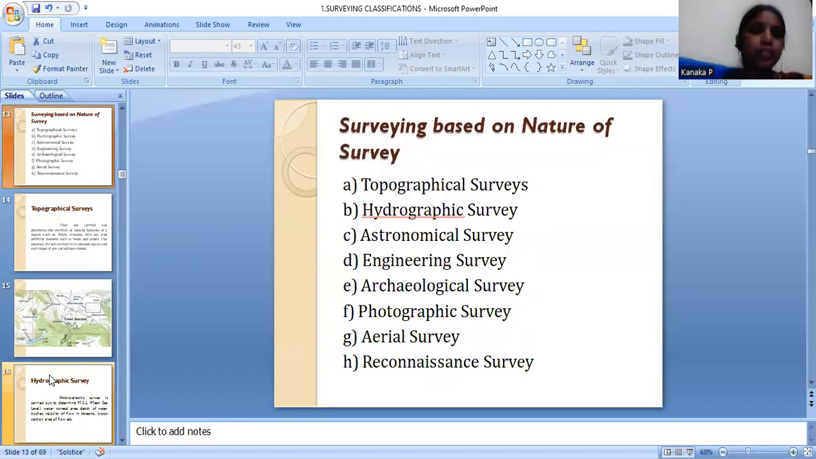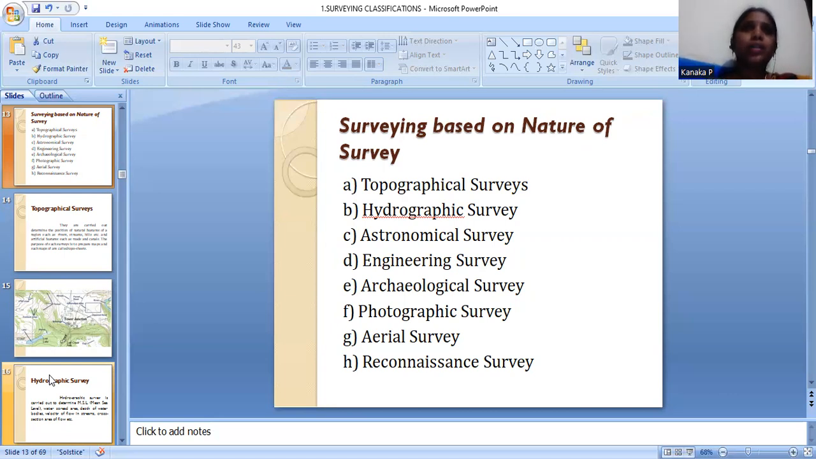Relative position in surveying means a position with respect to something, such as the center of the college. For example, the college is the center, Karur is 20 kilometers away, and Namakkal is 30 kilometers away. Namakkal and Karur are the reference points of the relative position, and the college is the object point. Next, the main objectives of surveying.